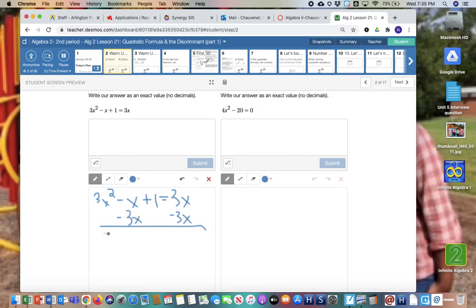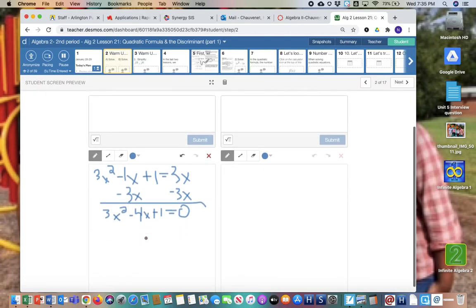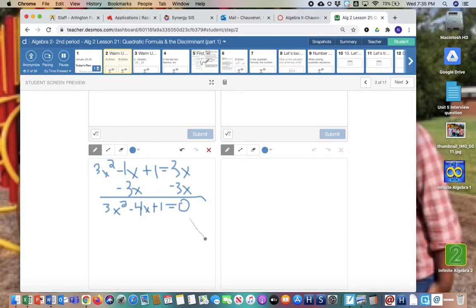So that's going to leave me with 3x squared. And then remember, this is like a negative 1, so negative 1x and negative 3x gives me negative 4x, and then I bring down my plus 1. From here, remember the two methods we've worked on are solving by taking the square root and solving by factoring. We can't solve this by taking the square root because we have a variable term of x to the first. So we could try to solve by factoring.